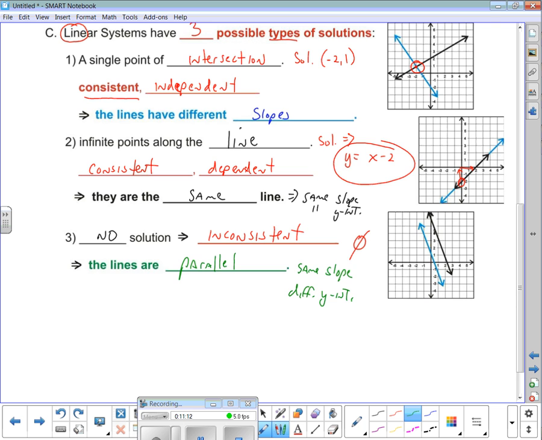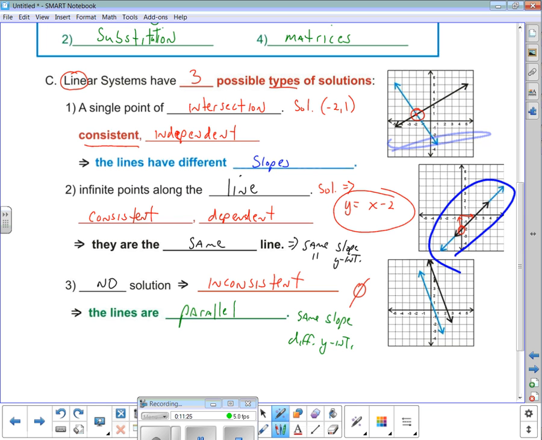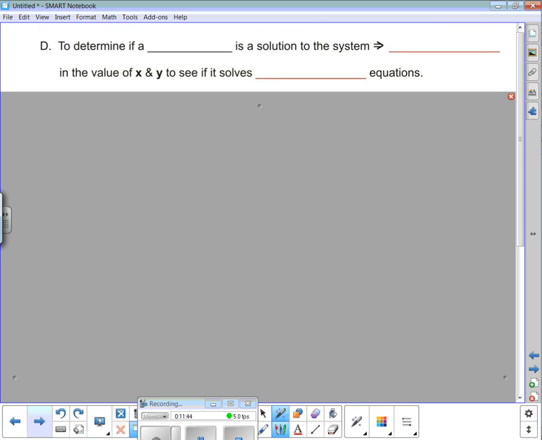All right, so three possibilities. You got a point of intersection, right here. And that point of intersection is the solution. It's consistent and independent. You have the same line, like there. In that situation, it's every point along the line. So the solution is the equation of the line, and it's consistent and dependent. Third scenario, like this one, is parallel lines. It's inconsistent. There is no solution. The answer is the null set. Okay, let's continue on.